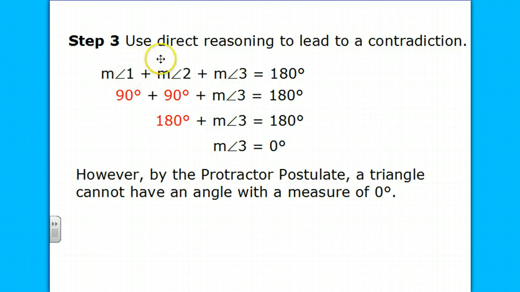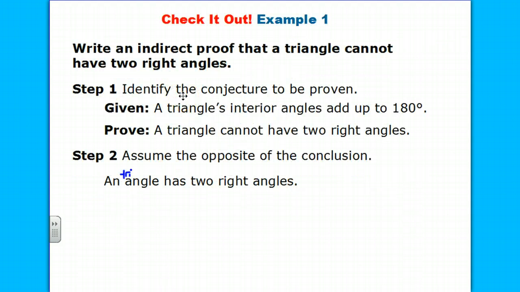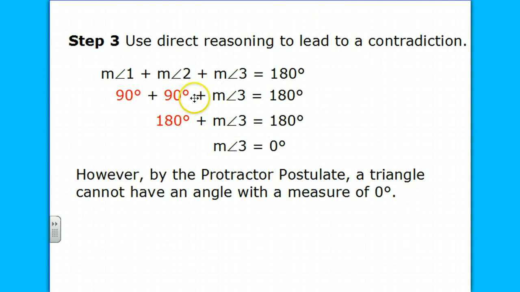Okay, so we know that the angle sum theorem tells us that the angles of a triangle add to 180. And let's substitute two right angles, right? Two 90-degree angles. The triangle has two right angles, we're saying. We put those in. 90 plus 90 plus the unknown angle equals 180. 180 plus the unknown angle equals 180. So now angle 3 equals 0. Is this conclusion valid? It is not, right? We know that a triangle cannot have an angle with a measure of 0 degrees. That's not an angle, right?